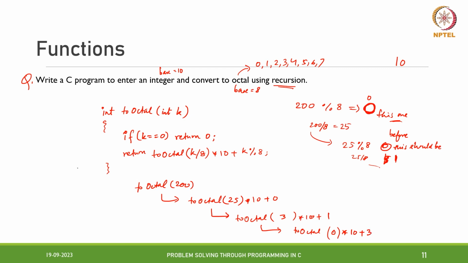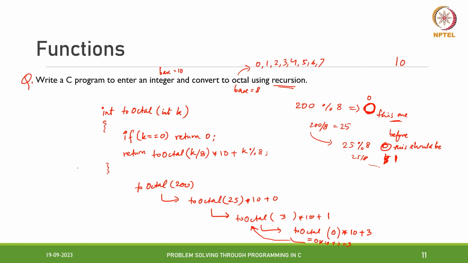Now 2 octal of 0, what is it? It is 0, right? So 0 into 10 plus 3, that is 3. Okay, now this entire part will return 3 here.